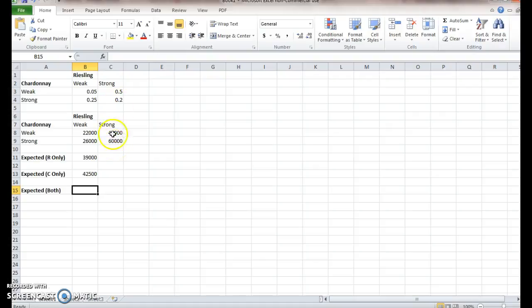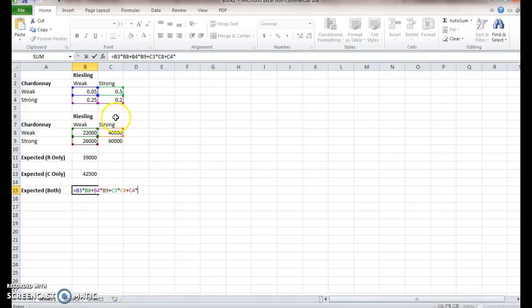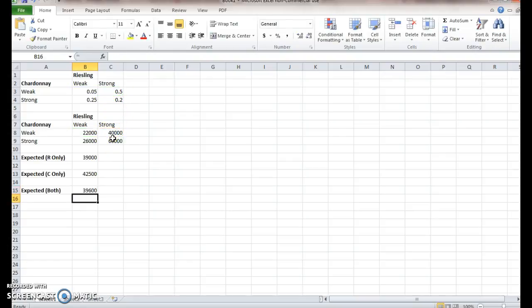If you want to do it all in one function, you can do SUMPRODUCT and MATCH here, but since it's a pretty simple one, we can just go one at a time. If you're not too worried, just do this cell times this cell plus this cell times this cell, and just match them all up. And we get our three expected values that we're comparing. So planting both is a little better than planting Riesling, but planting Chardonnay only at 42,500 is the best bet.